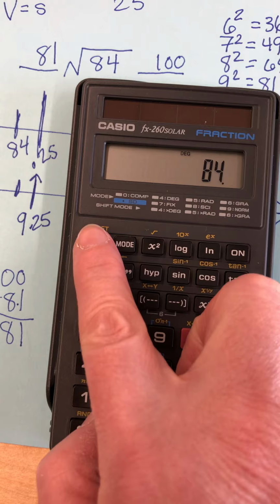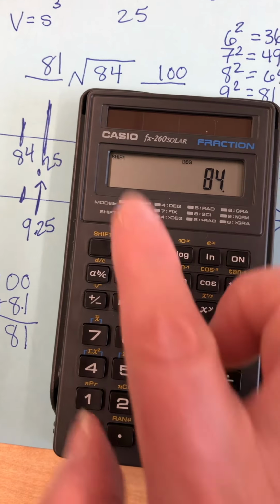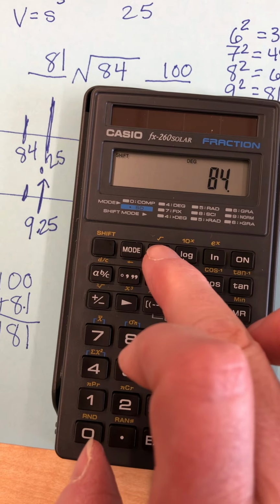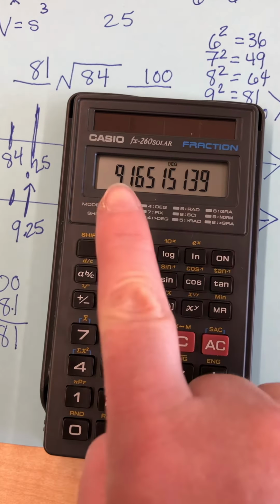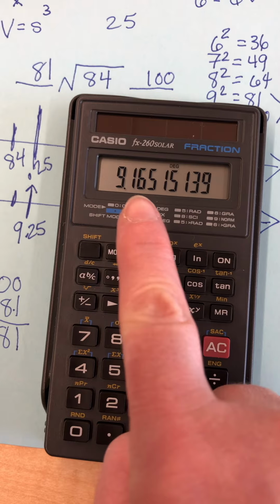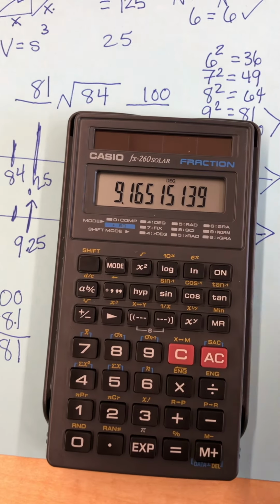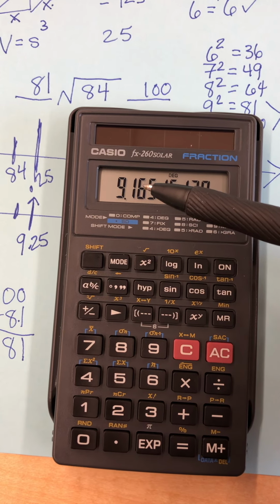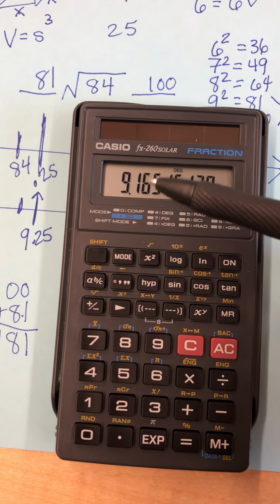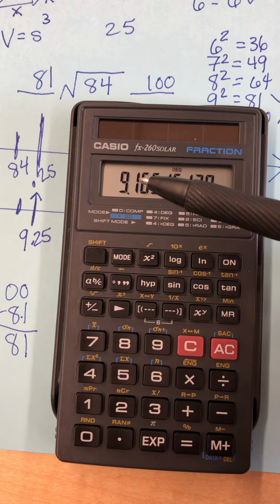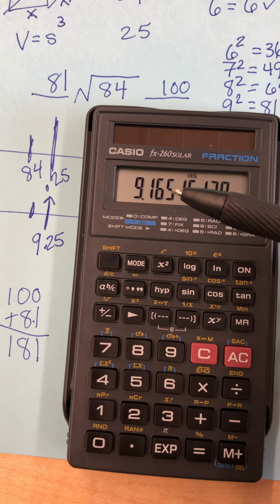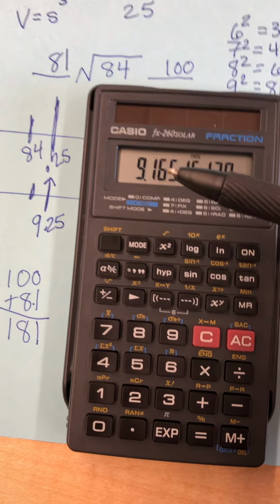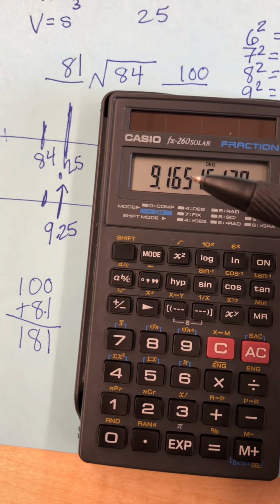So I'm going to press shift, and I don't need to hold it down, and see, it said shift in the corner, and then I hit the x squared button because it's going to give me the square root. And it's at about 9.165. So they're going to either tell you to round to the nearest tenth or to the nearest hundredth. If I round to the nearest tenth, I take the 6 and I round this 1 up to a 2. If I round to the nearest hundredth, I use this 5, which actually tells me to round this 6 up to a 7, and my answer would be about 9.17.